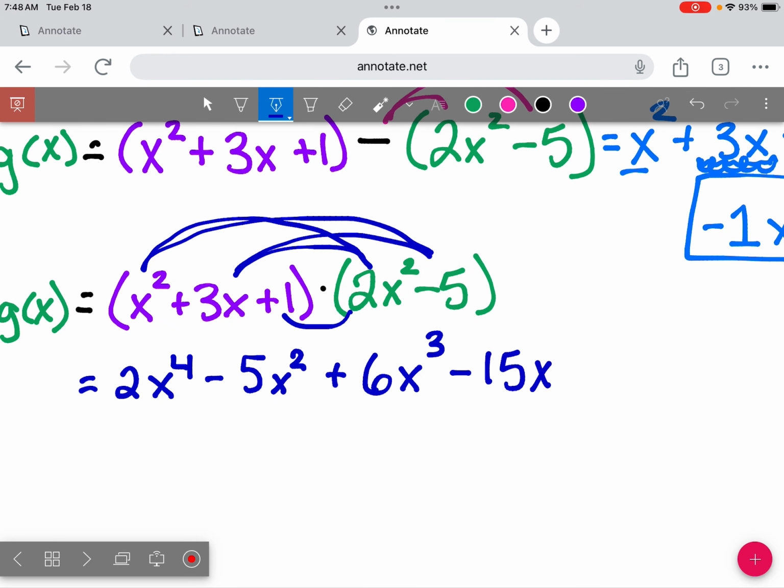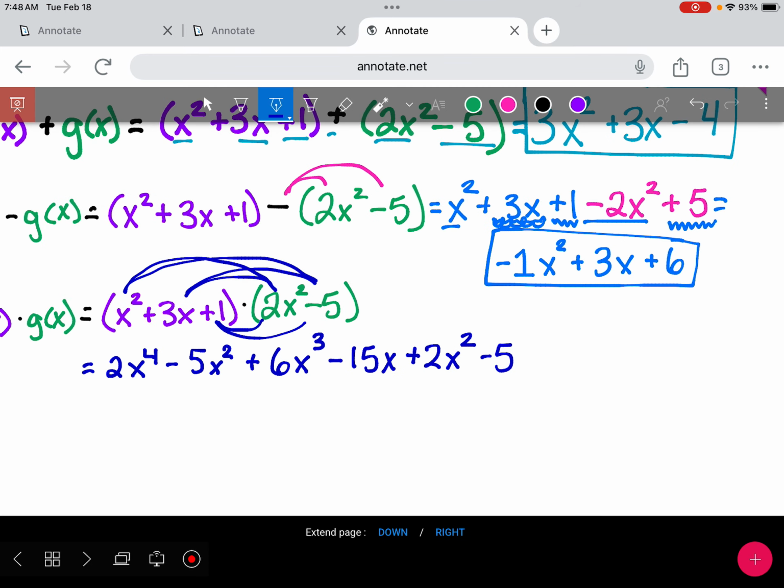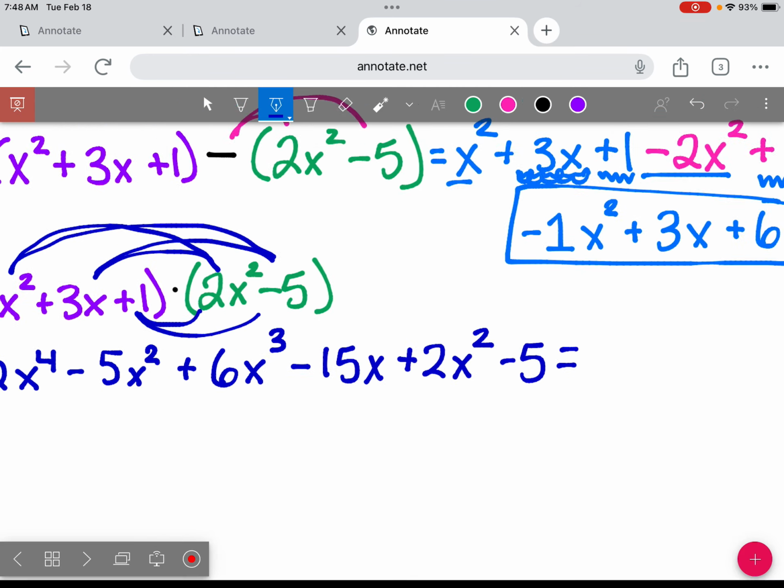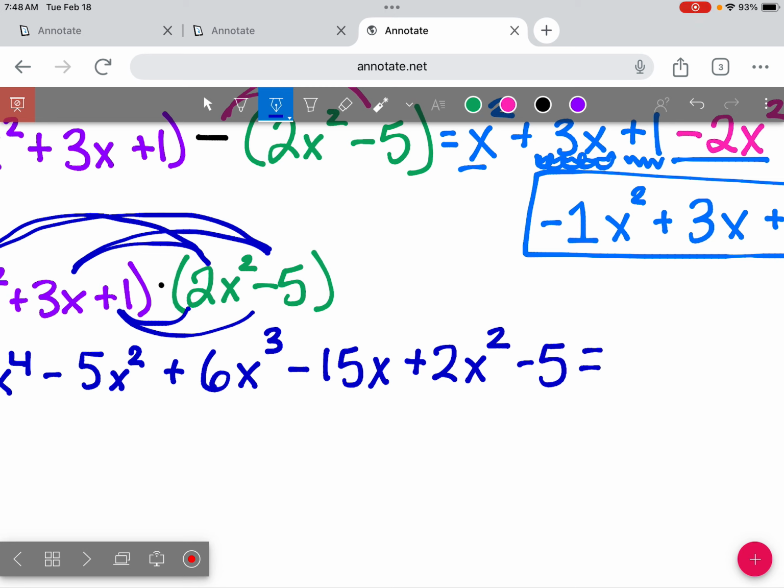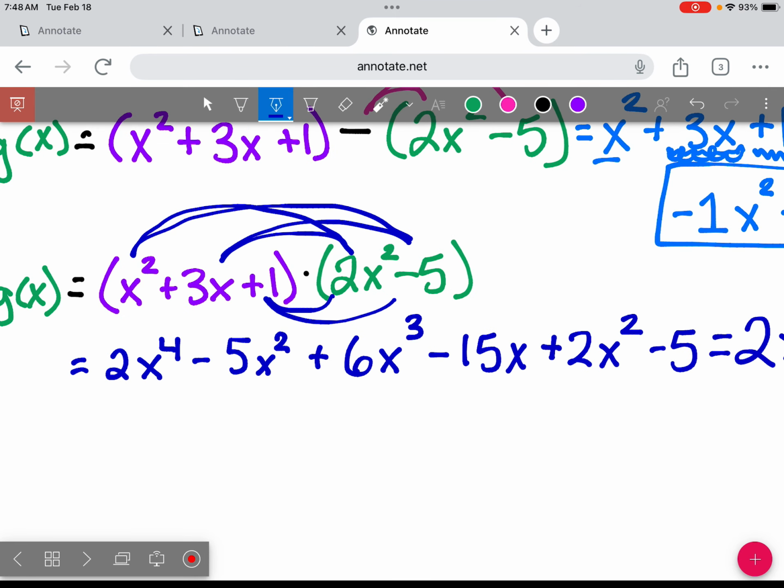I've got my 1 times my 2x squared, so we've got my 2x squared. And I got my 1 times my minus 5, so we have minus 5. So I'm multiplying the whole thing out. We're going to get these to be without parentheses for our final answer. So then we need to combine some like terms here. And we're going to put it in standard form, meaning biggest to smallest. So my 2x to the fourth is our biggest piece here. So I've used this guy.